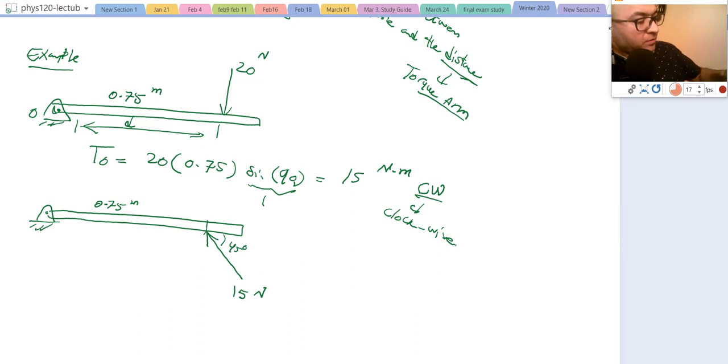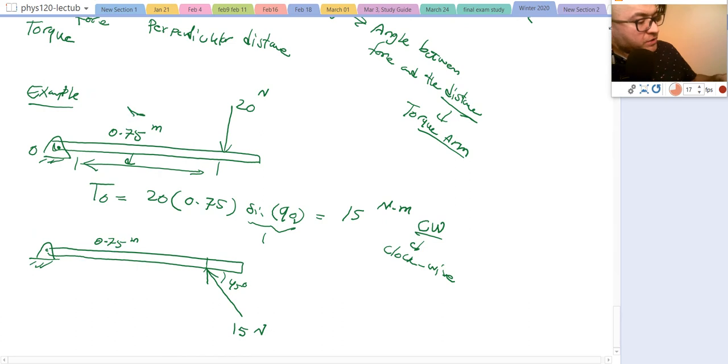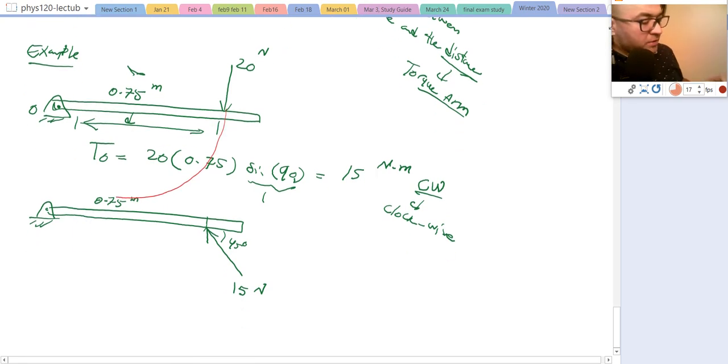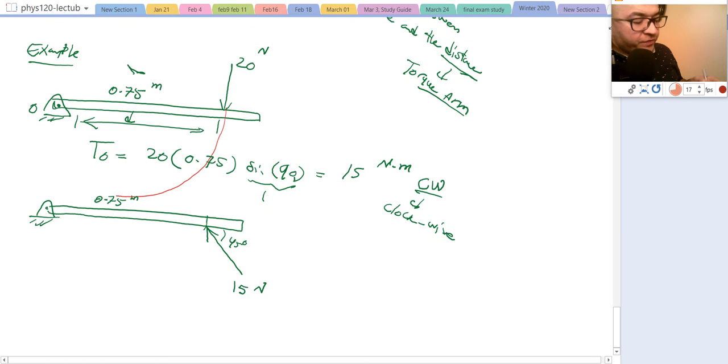Now, by looking at this, you can see it's going to rotate like this, right? In the direction of the red line. Now for 15, the angle is 45. So you can say the torque about point O is equal to the force, which is 15, times 0.75. The angle between the force and distance is 45 degrees, so it's going to be sine of 45 degrees.